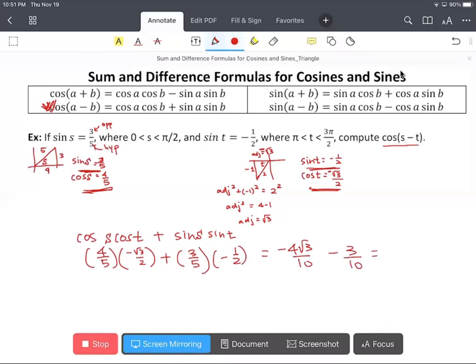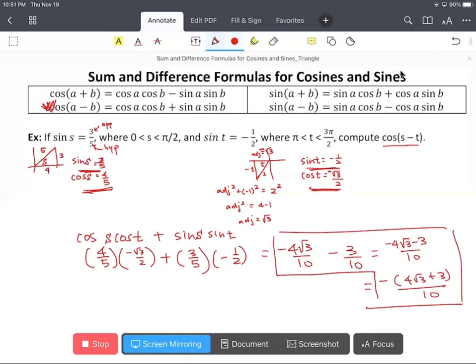And you can write it as -4 radical 3 minus 3 over 10. Or you can also factor the negative out and write it as negative 4 radical 3 plus 3 over 10. Okay, you can use any one of these answers for this particular question.